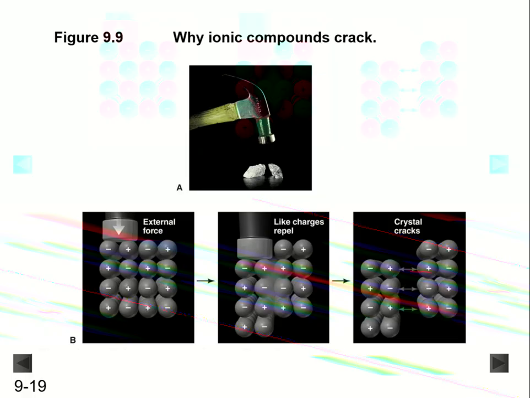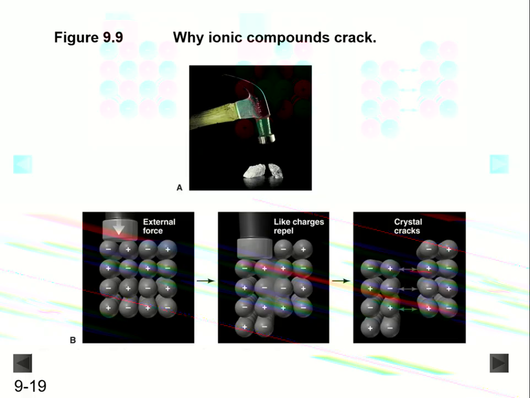Now, the next thing we want to look at is the reason for the brittle nature of ionic compounds. If you take a piece of rock salt and you hit it with a hammer, it'll shatter into little pieces. This would contrast, for example, with a piece of lead. Sometimes we use lead as a sinker when you go fishing. If you take the lead and you hit it with a hammer, it smashes out just like Play-Doh.